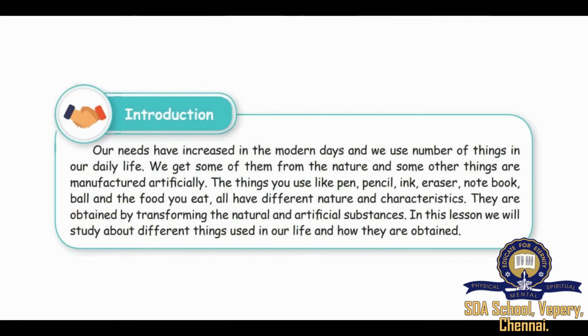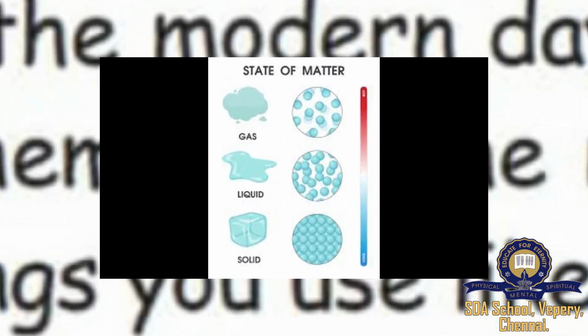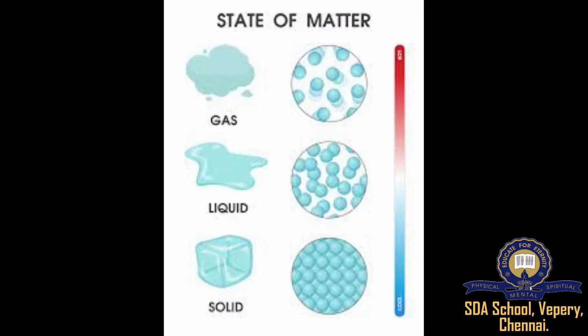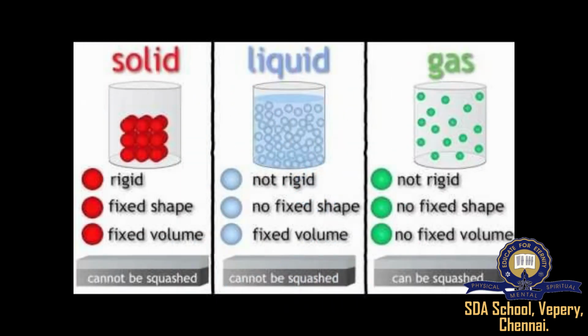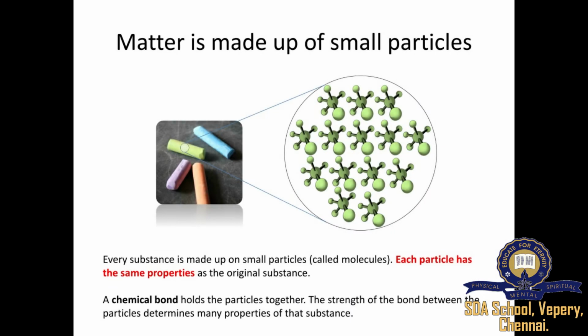In this lesson, we will study about different things used in our life and how they are obtained. Let us learn states of matter one by one. What is matter? Matter is anything that has mass and occupies space. Do you know matter exists in three physical states? Yes, it is solid, liquid and gas. Matter is made up of molecules and the molecules are made up of atoms.